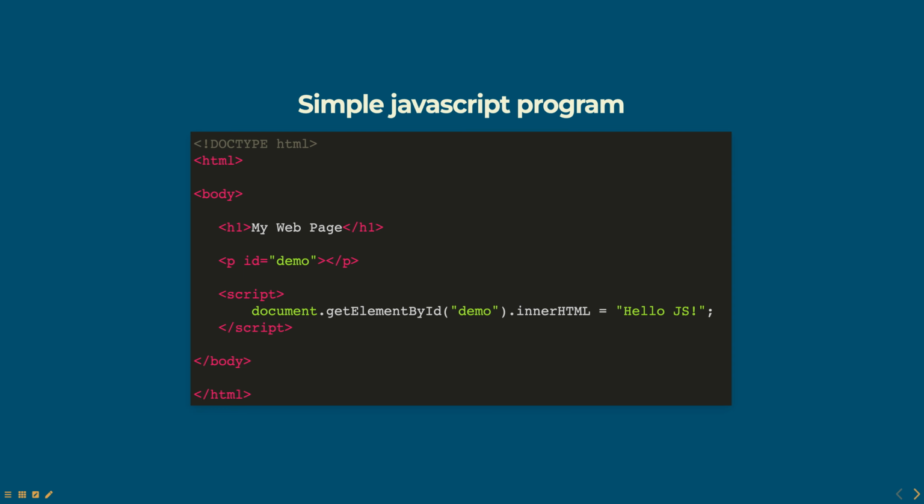Finally, when the web page is loaded by a browser, the JavaScript code will be executed and the message hello.js will be displayed on the web page. This is a very basic example, but it demonstrates how JavaScript can be used to add dynamic functionality to a web page.